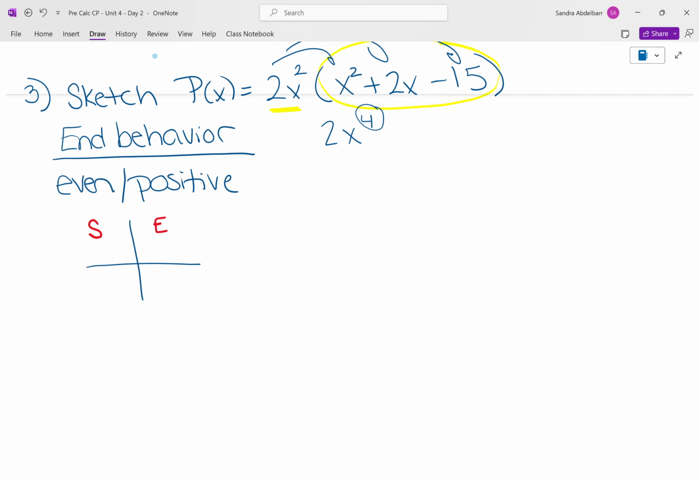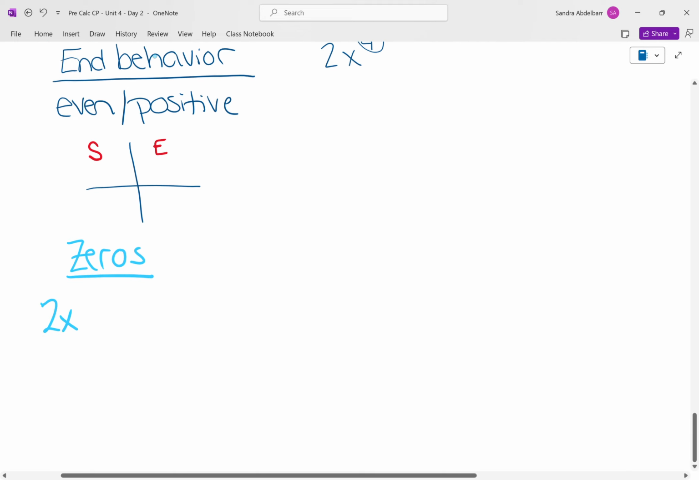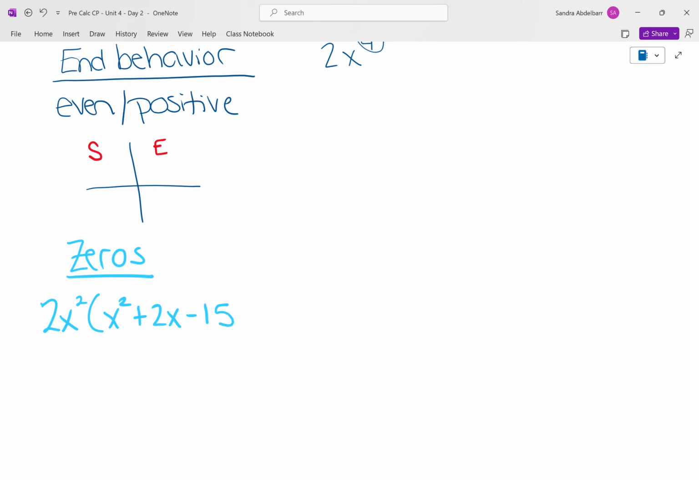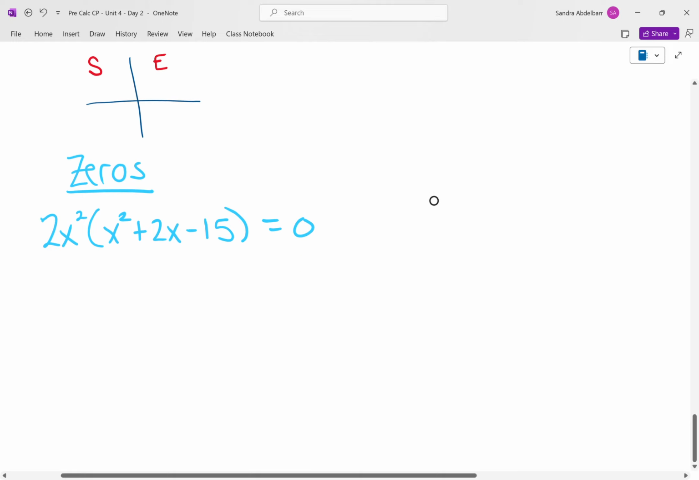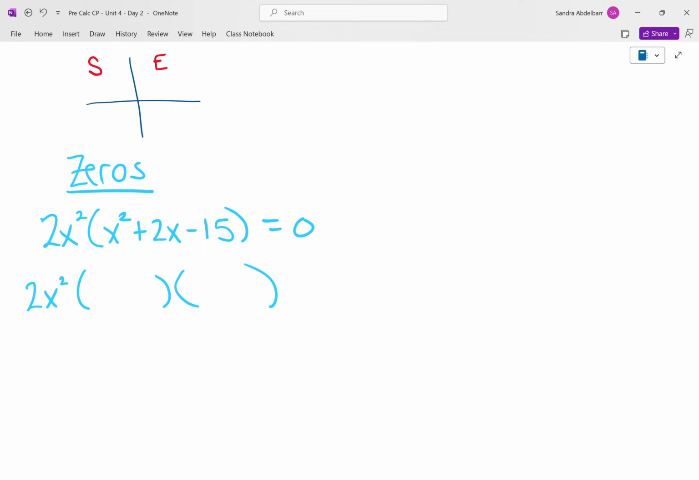All right, the next thing I'm going to tell you to analyze is the zeros. Now for the zeros, what I want you to do is take that polynomial and set it equal to 0. But now you want to make sure it's completely factored. This is not completely factored because I can factor x squared plus 2x minus 15. That's going to give us an x plus 5 and an x minus 3. Now is it completely factored? Yeah. So now you take each one of these and set it equal to 0.